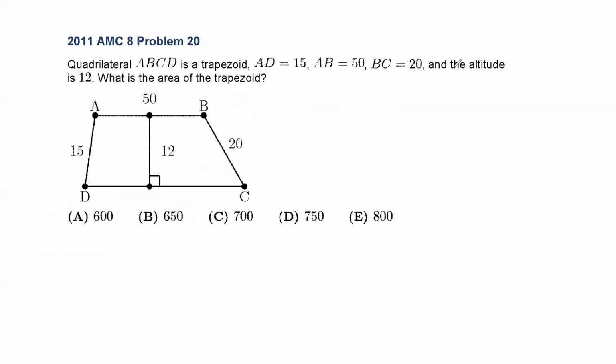Okay, quadrilateral ABCD is a trapezoid. AD is equal to 15, AB is equal to 50, BC is equal to 20, and the altitude is 12. What is the area of the trapezoid?